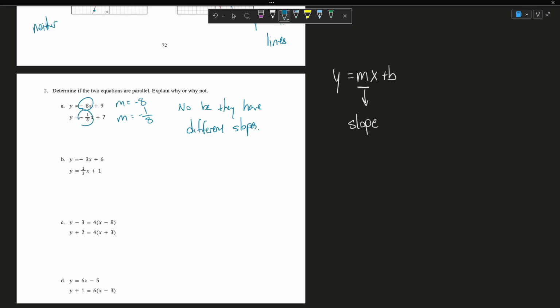And we just want to continue doing this. So this one, we see y equals, so it's slope-intercept form. m equals -3, m equals 1/3. They're different, but they're opposite reciprocals. I think this might be a typo. So you could write that they're perpendicular, and no, they're not parallel, because they are perpendicular.